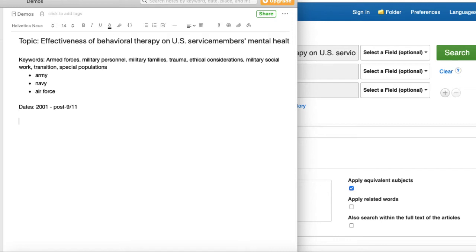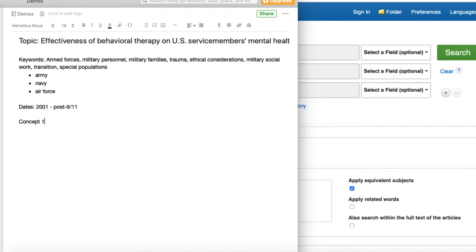And so what we want to do is break it up into the main concepts in ways that the databases will understand. And so I'm going to start out with concept one, and that's going to be our behavioral therapy piece. And then concept two is going to be our population, so US service members. And then concept three is going to be mental health.